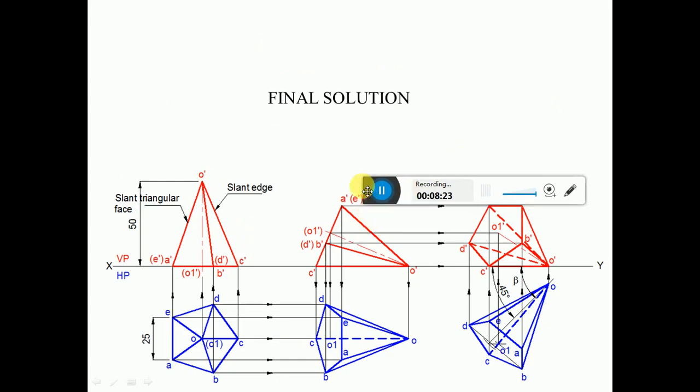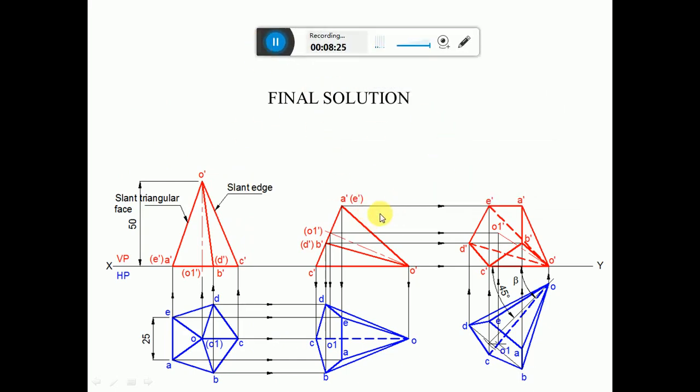Now, in the final solution, if you look at it, a pentagonal pyramid having 25 mm edges of base and axis length 50 mm rests on one of its slant edges. Draw its projections when the axis is inclined to VP at 45 degrees. Since this solution is satisfying all the conditions which are given in the problem, the problem is right.